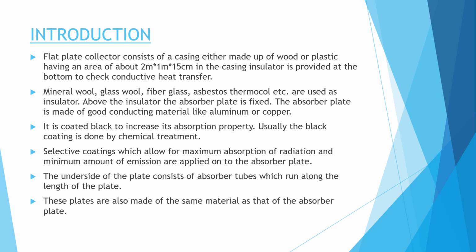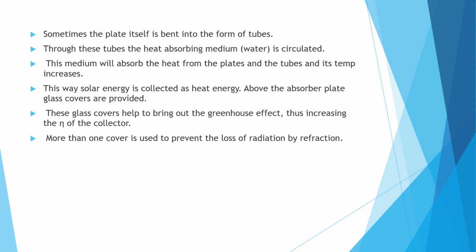The underside of the plate consists of absorber tubes which run along the length of the plate. These tubes are also made of the same material as that of the absorber plate. Sometimes the plate itself is bent into the form of tubes. Through these tubes, the heat absorbing medium, that is water, is circulated. This medium will absorb the heat from the plates and the tubes and its temperature increases. This way solar energy is collected as heat energy.